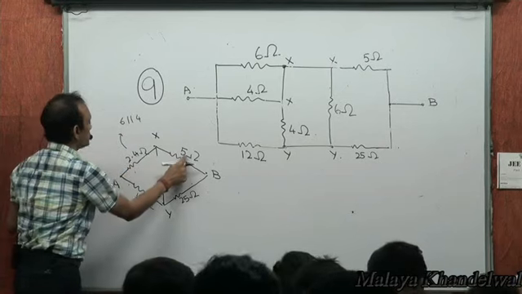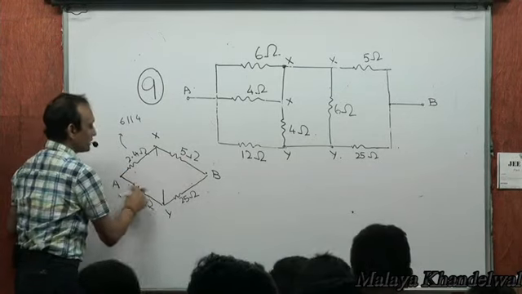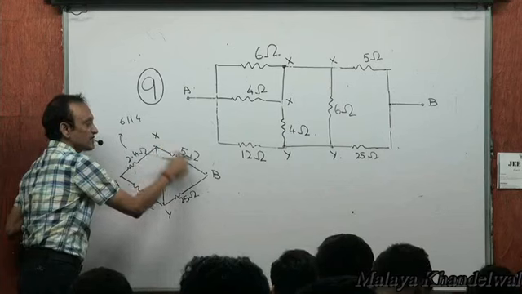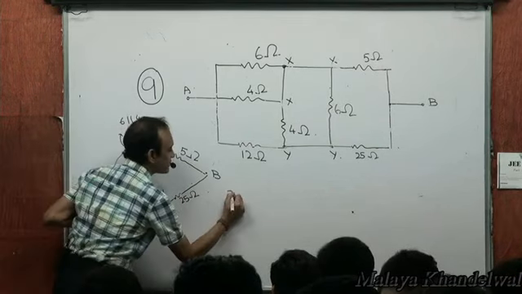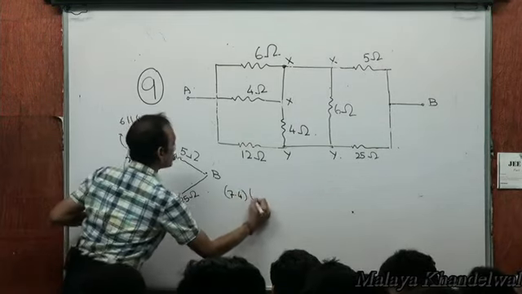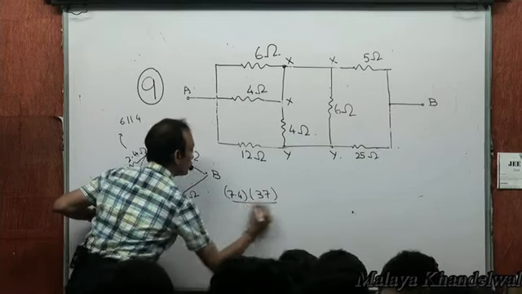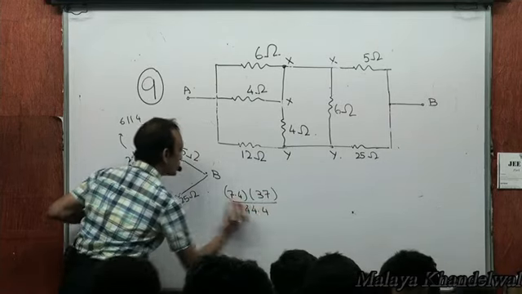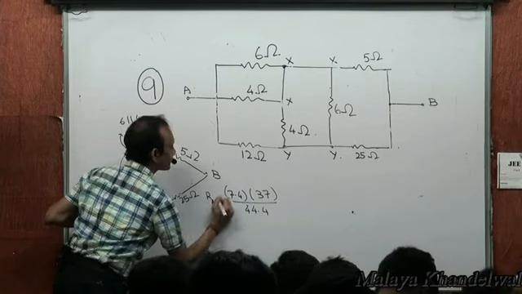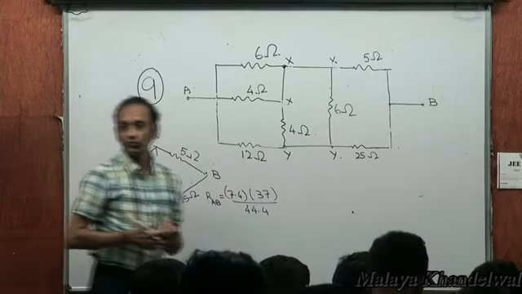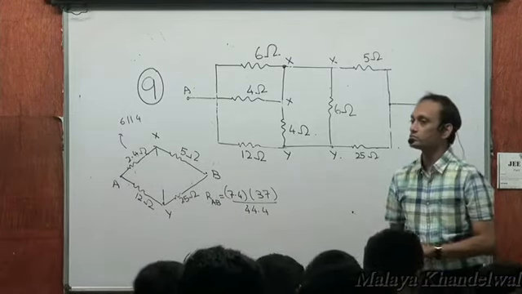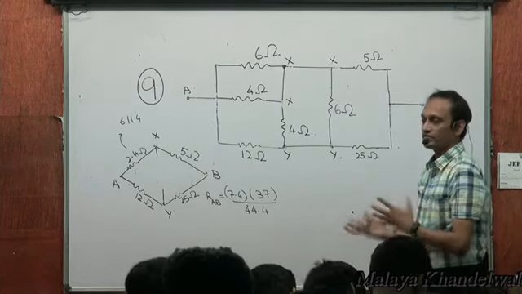And then 7.4, right, in parallel with 37. This is 7.4 in parallel with 37. So 7.4 into 37 divided by 44.4. That's the R across AB. Whatever it comes out to be.